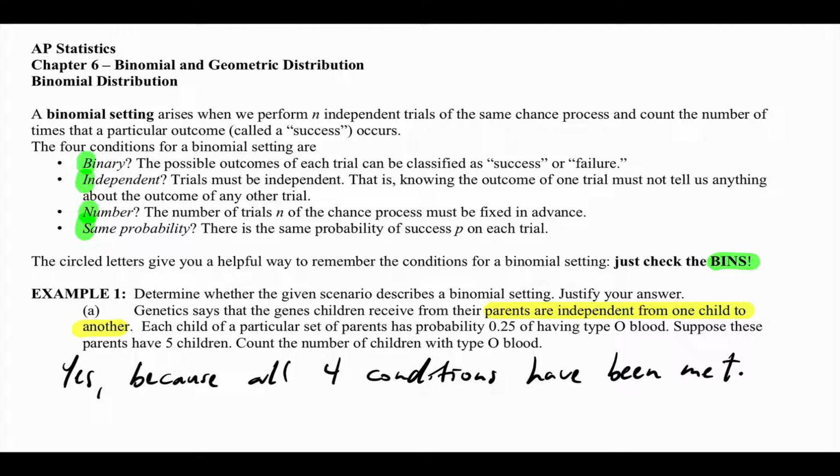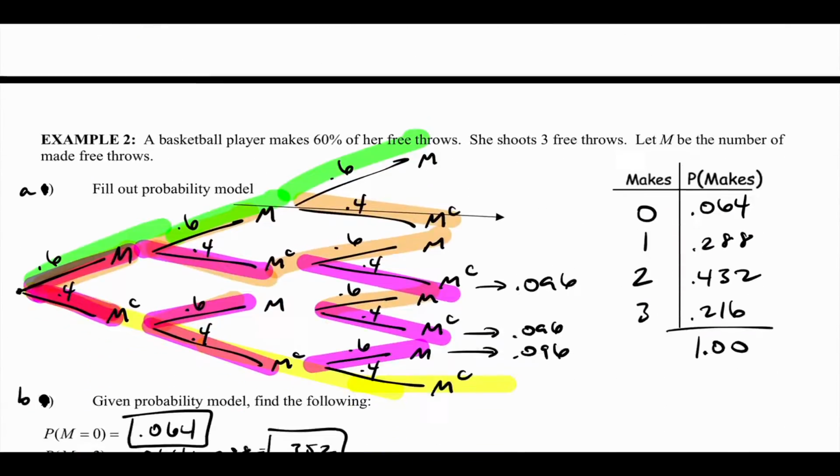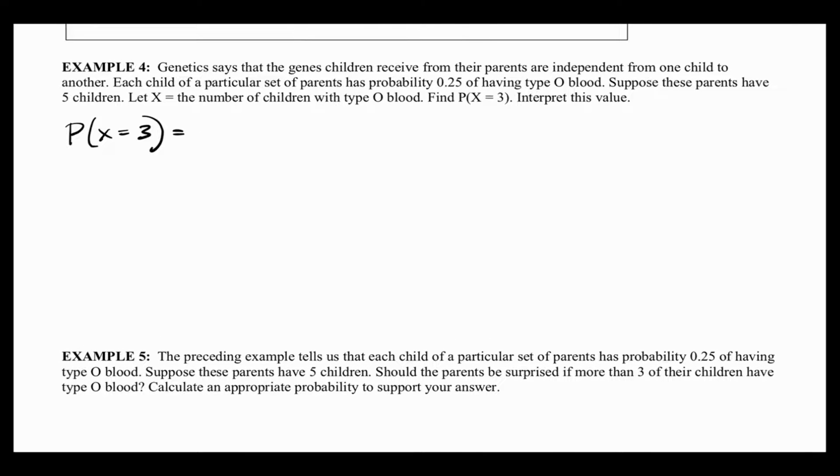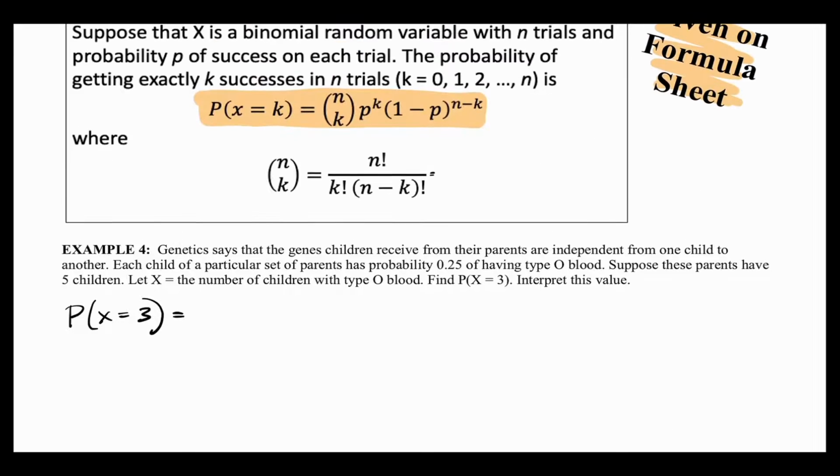Are there a fixed number of trials in advance? How many? 5. 5 children. Okay. And is the probability always going to be the same no matter which trial you're in? 25%. So we're good. Now we can use binomial. So we're going to use the formula. All right. So let's go here. So the formula is right above.